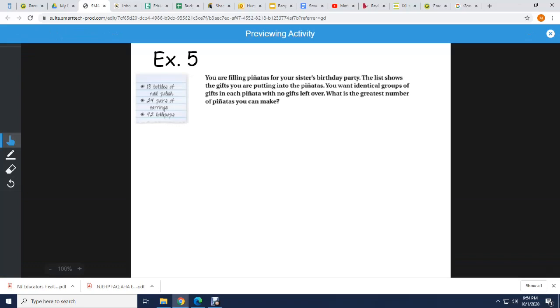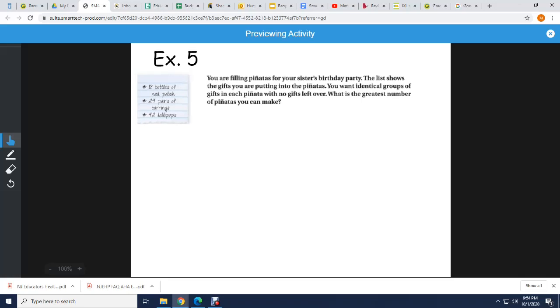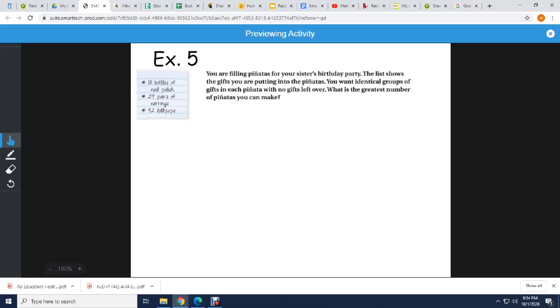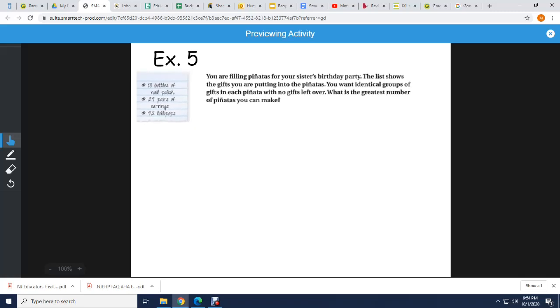You are filling piñatas for your sister's birthday. The list shows the gifts you're putting in the piñatas. You want to find out the identical groups of gifts in each piñata with no gifts left over. What is the greatest number of piñatas you can make? And this is really saying, I want to do greatest common factor here. GCF is saying, what is the biggest number that goes into all of these numbers over here?